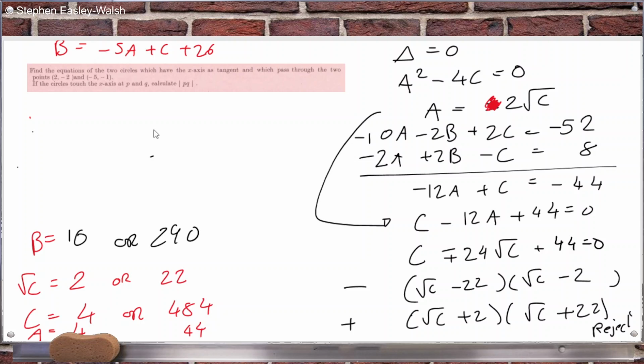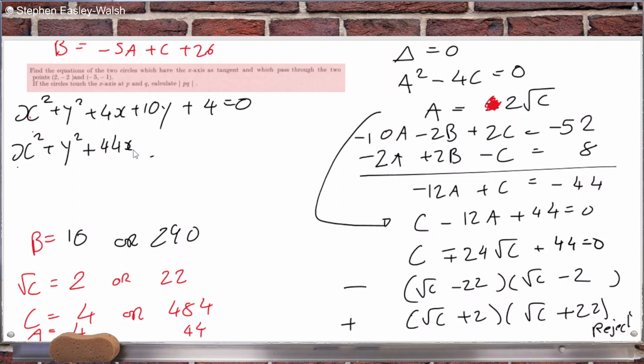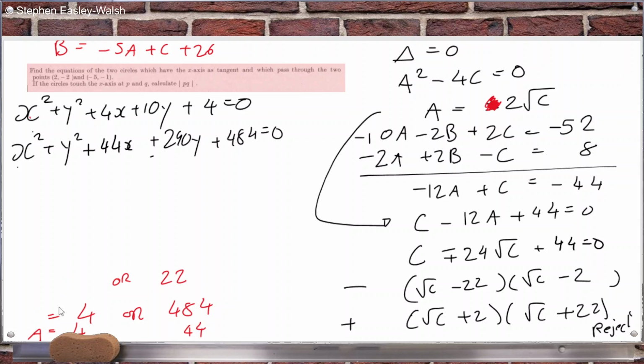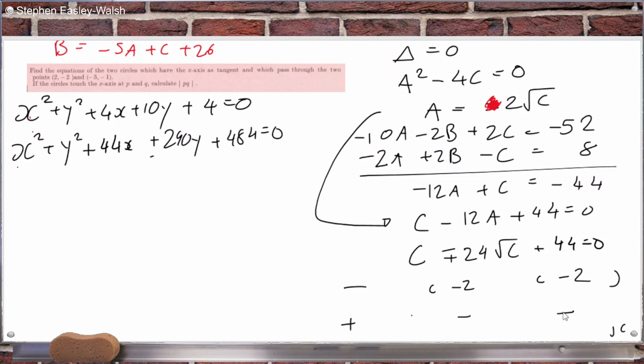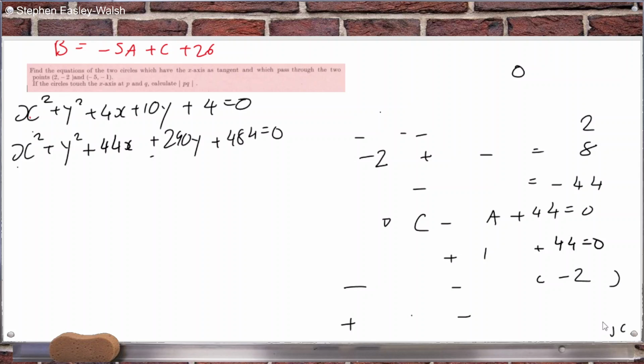290. So it looks like my circles are x squared plus y squared plus 4x plus 10y plus 4 equals 0, or x squared plus y squared plus 44x plus 290y plus 484 equals 0. I want to draw these if I can to see what on earth is happening. I'm not surprised that there's a big answer and a small answer, because that is what I was expecting. It's just I couldn't quite draw it.